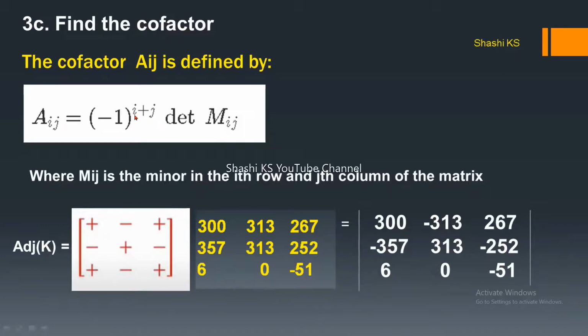If your element is in the first row and first column, you have 1 plus 1, which is 2, and minus 1 squared would be plus 1. So you have a plus symbol in the first row and first column. If it is the first row and second column, you get 1 plus 2, which is 3, and minus 1 cubed would be minus 1.